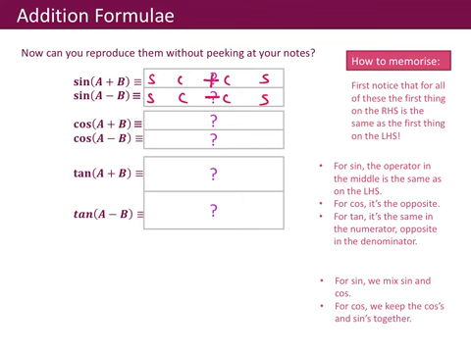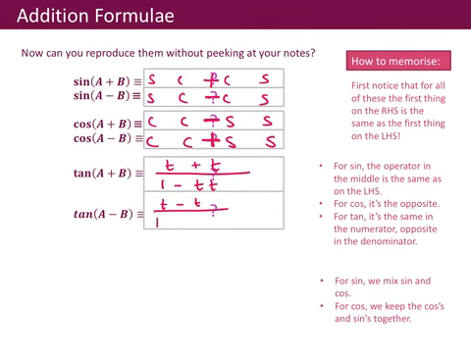With cos though, it's always cos cos, sine sine, and then it's the opposite. If that says plus, you have to minus here, sine sine. And if it's minus, cos cos plus sine sine. And then with tan, it's tan plus tan over 1 minus tan tan. And when it's the minus, the sign switches, so it's tan minus tan over 1 plus tan tan.